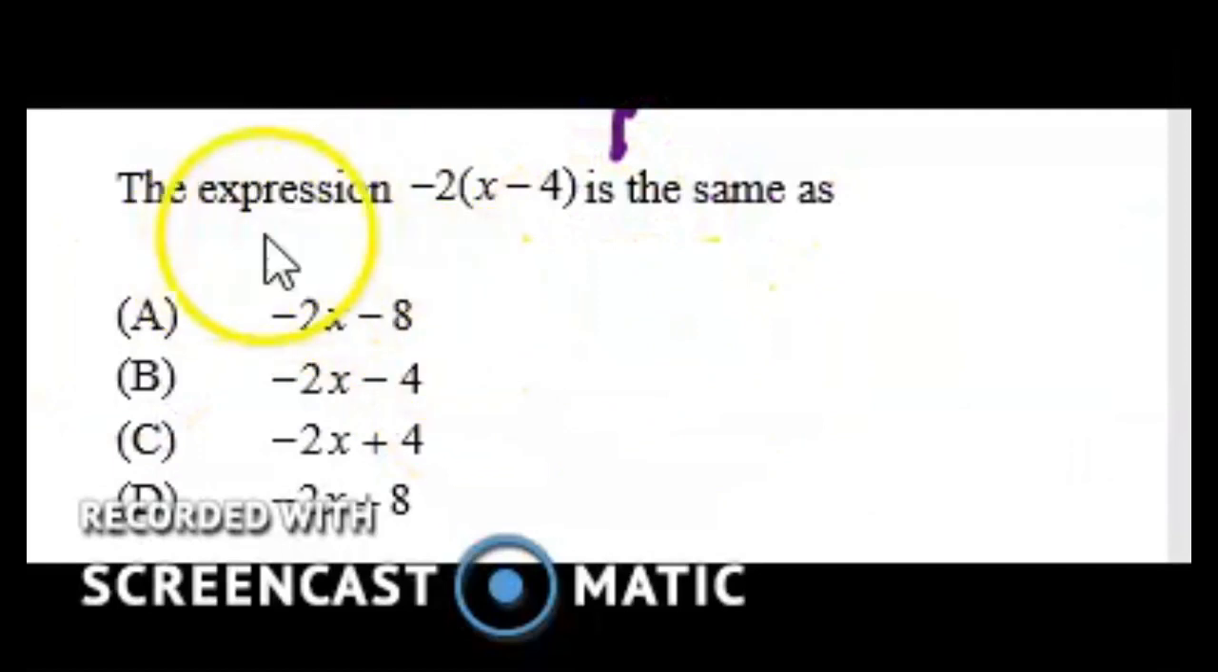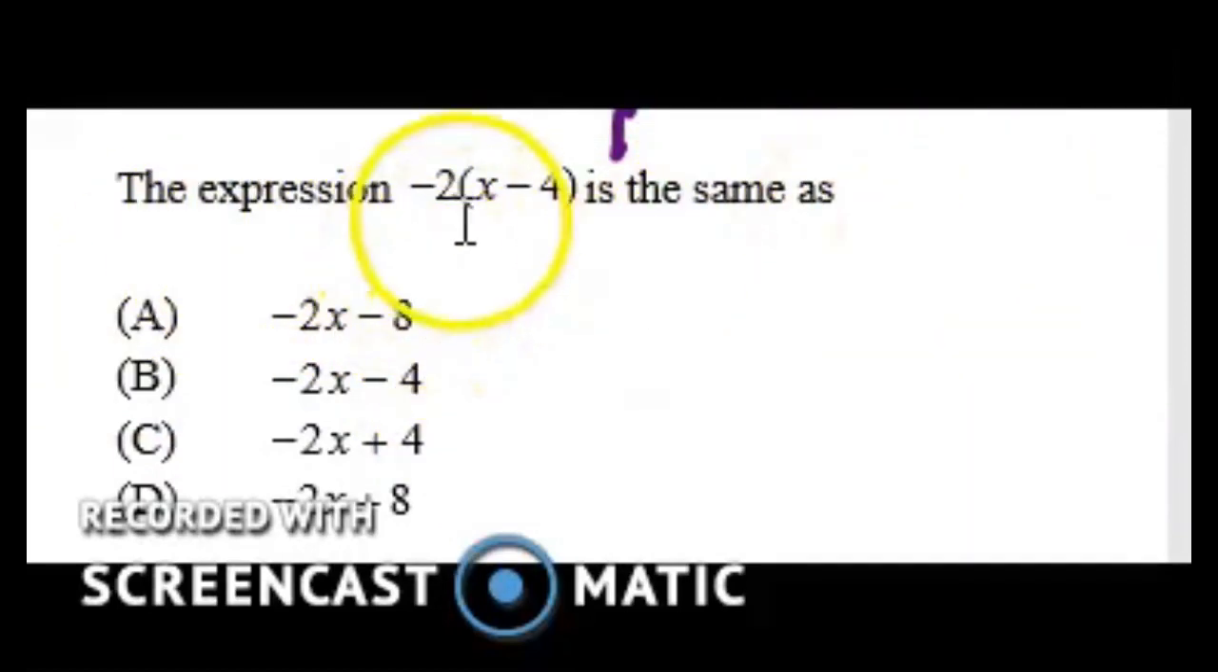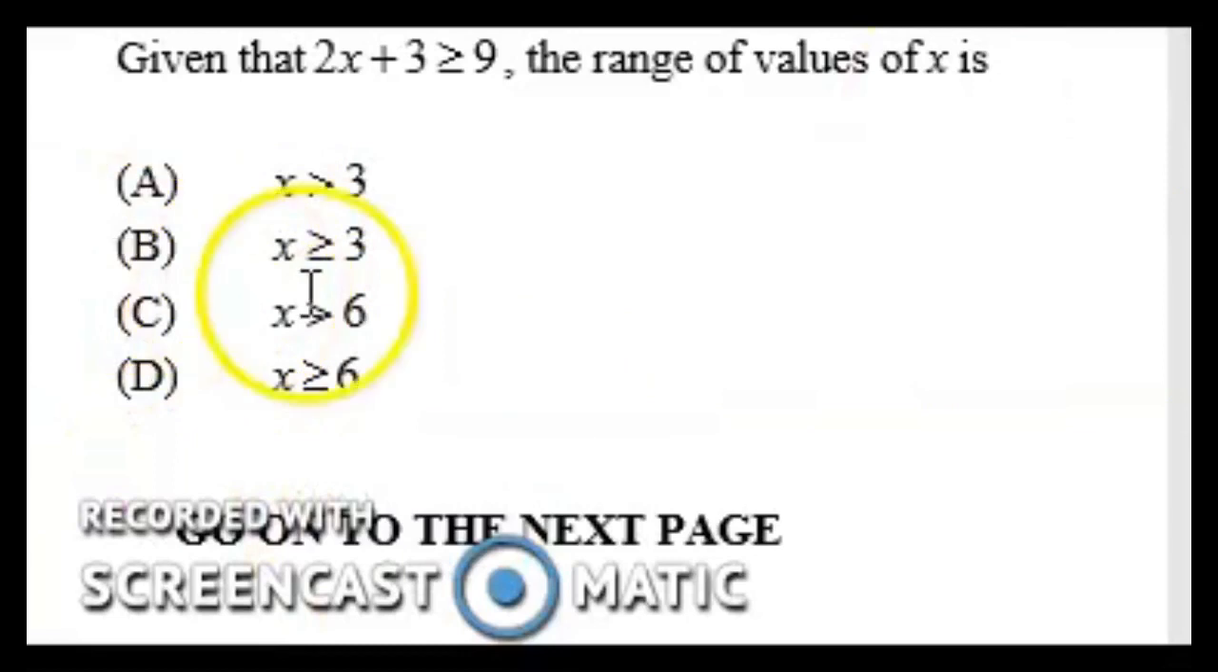This question, they're asking which expression is the same as negative 2, open bracket x minus 4. So here we have negative 2 times x, negative 2x. Negative 2 times negative 4, that would have been positive 8. Answer D.